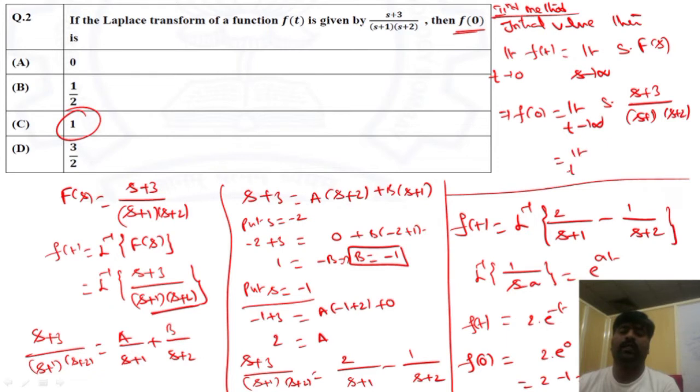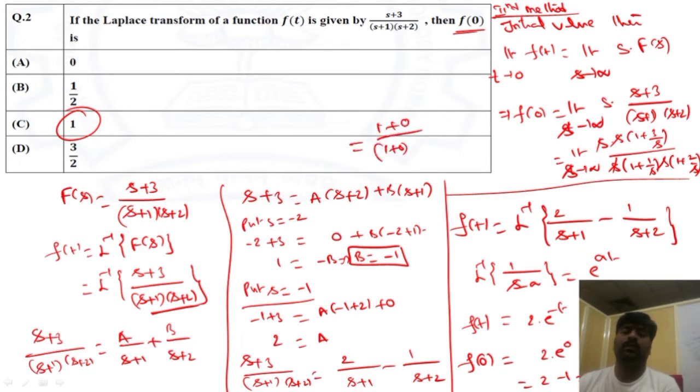So here I would like to take s common: 1 plus 3 by s, divided by, here also s is common, 1 plus 1 by s, here s is common, 1 plus 2 by s. So all s will cancel out. This is s tends to infinity. So taking s tends to infinity here, we get 1 plus 0 by 1 plus 0 into 1 plus 0. So finally 1 by 1 will be 1.